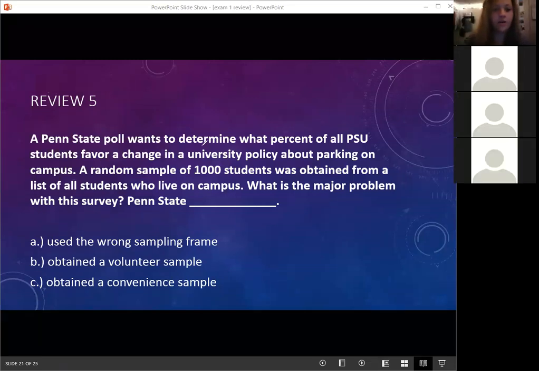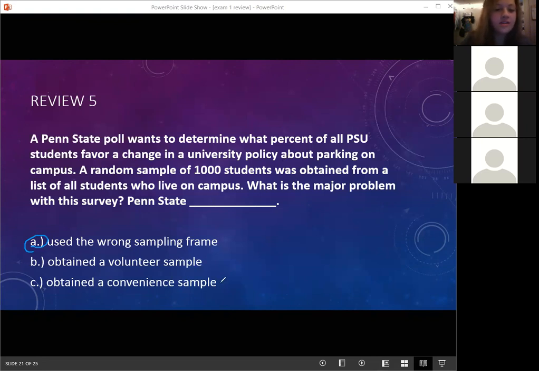Absolutely, great job. So our answer would be A here, because they did use that wrong sampling frame. If you think about it, they excluded all the students who lived off campus, the ones who commute to class. Those are important, obviously they're Penn State students, and just because they don't live on campus doesn't mean that they shouldn't be included in the poll. So that's a major issue with this survey, because they did use the wrong sampling frame in this case.